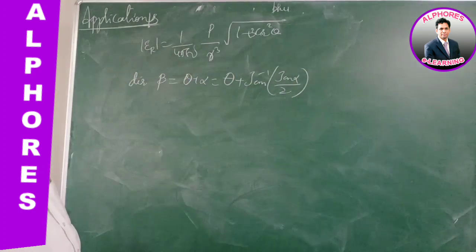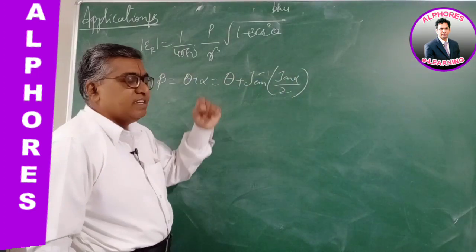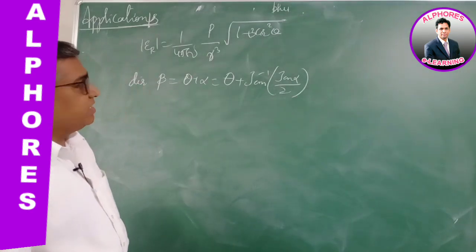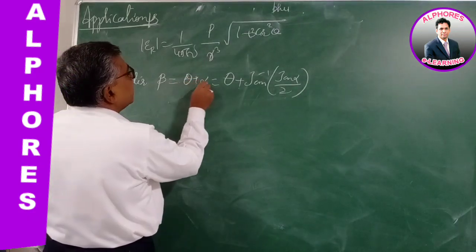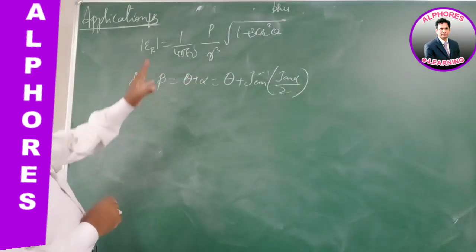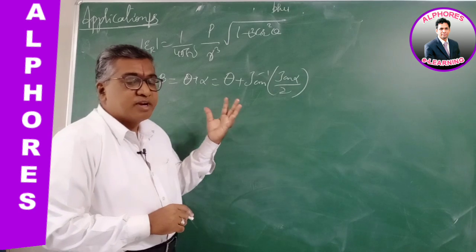Tan inverse of tan alpha by 2. So this is the angle made by the resultant electric field intensity, like this. So it's tan of theta plus alpha, right? Now sometimes they will ask you to compare the angle.